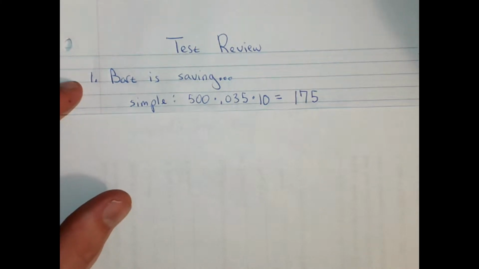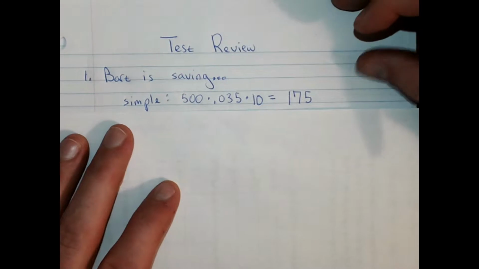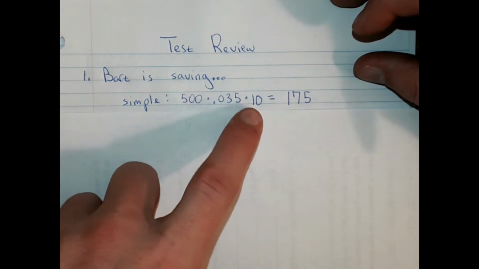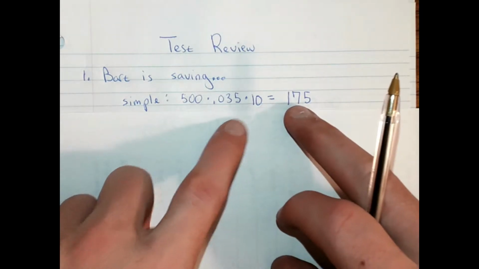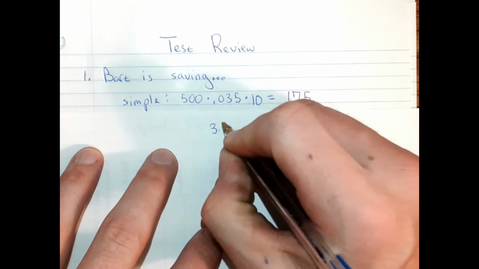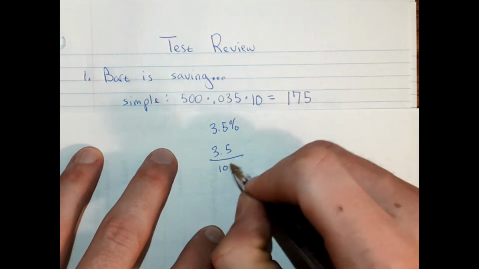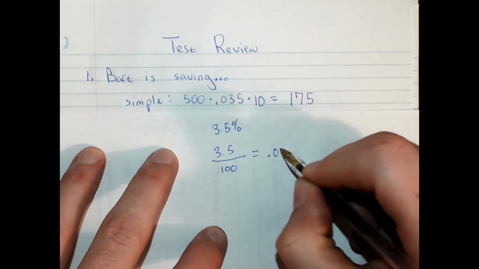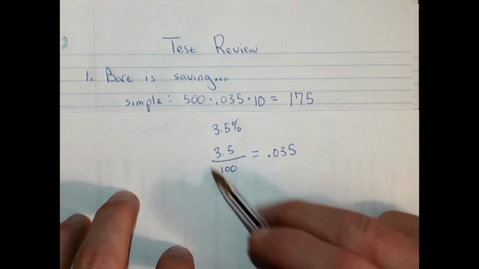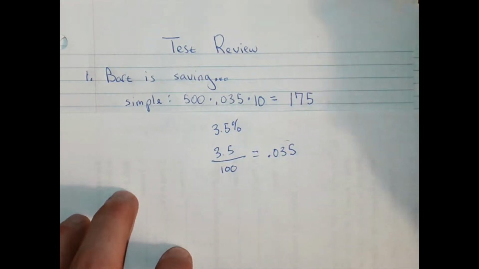The first problem was about Bart saving money, and if you start with 500 and save at 3.5% for 10 years, you should end up with $175 interest. Remember, 3.5%, you're going to take 3.5 and divide it by 100 to get the decimal equivalent, 0.035. And you can use your calculator to do that if you're unsure about where the decimal should go or whether or not you need a zero.